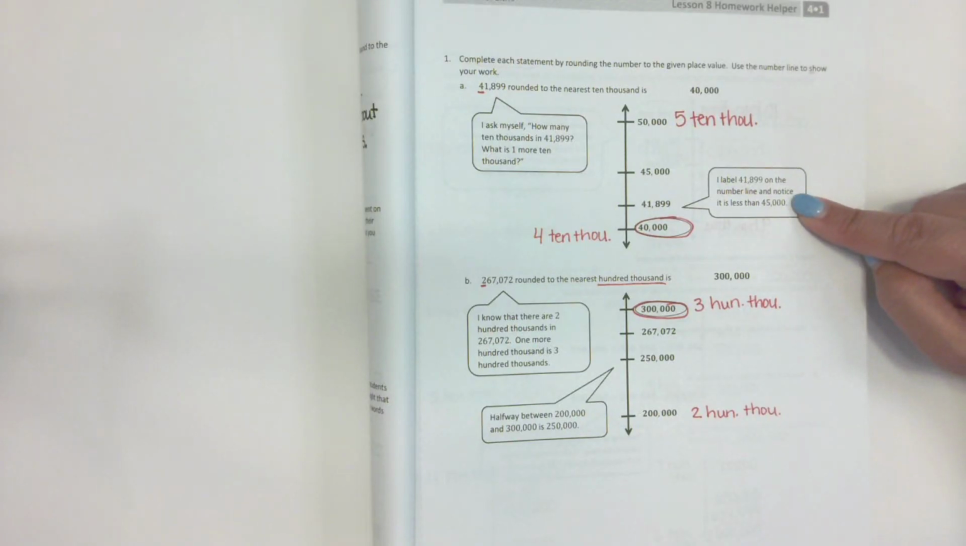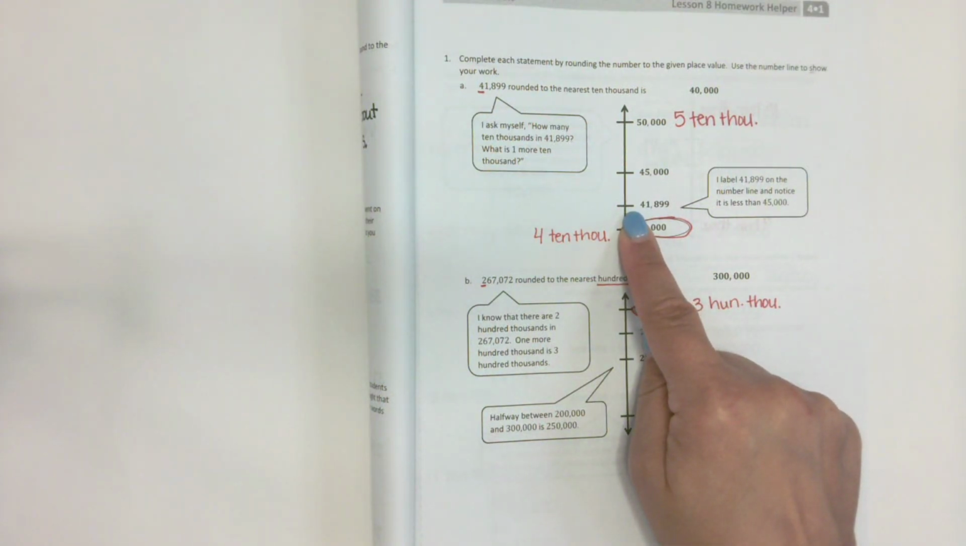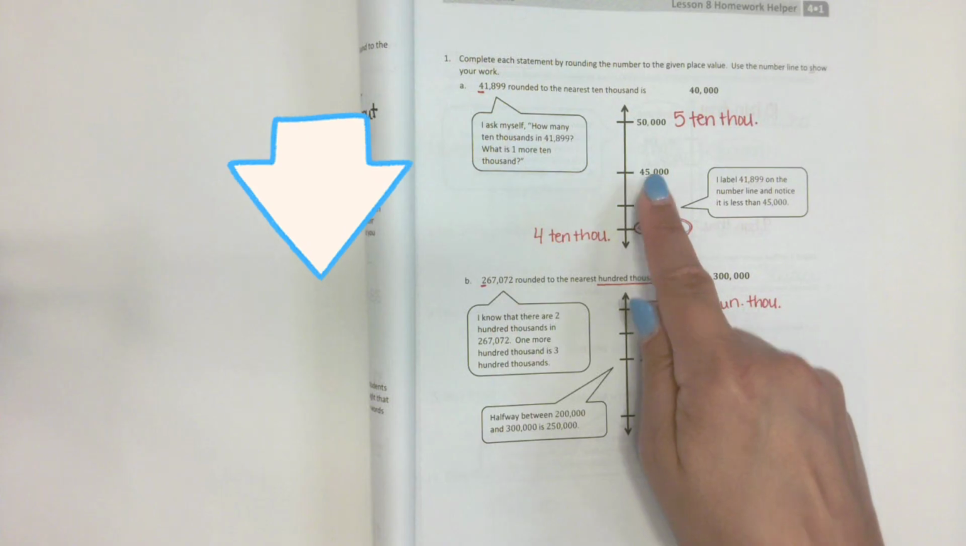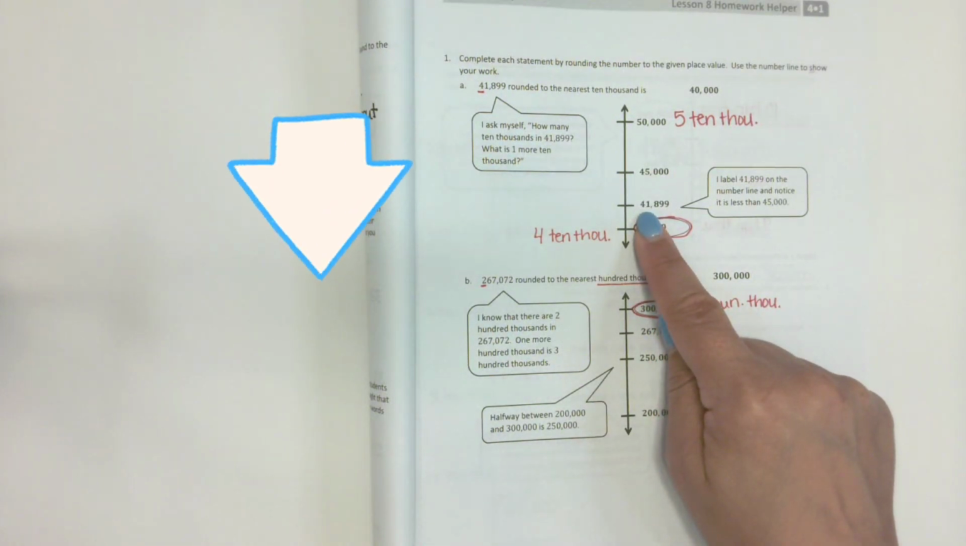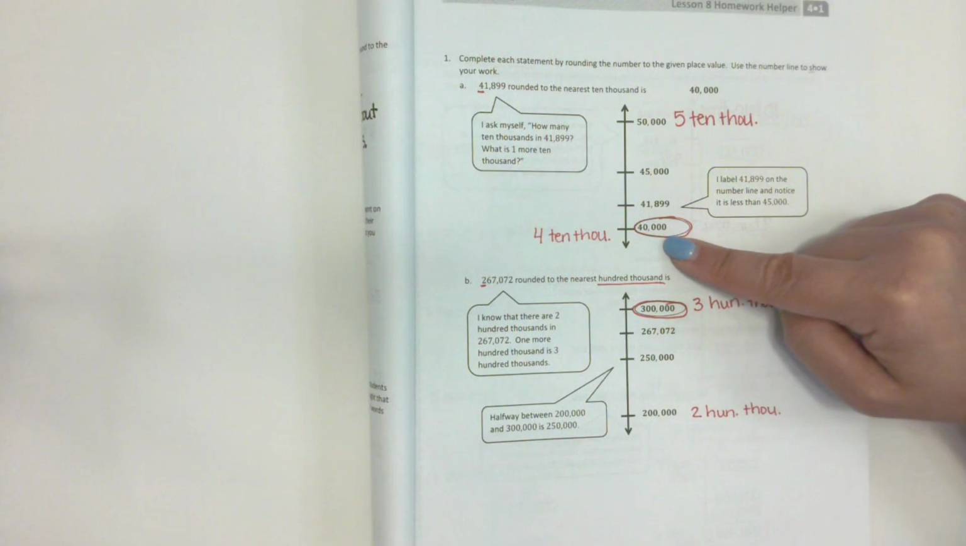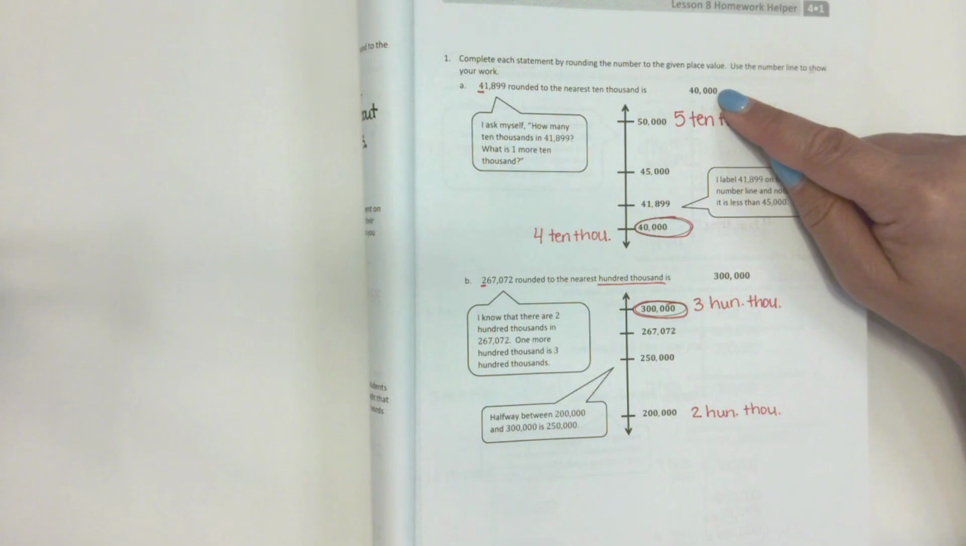Next, you have to figure out where to put 41,899 on the vertical number line. I labeled 41,899 on the number line right here. I notice it is less than 45,000. Yes, 41,000. It's more than 40,000, but it's less than 45,000. So it goes below the midpoint. That means when we look for which endpoint it is closer to, the bottom or the top, it's closer to the bottom endpoint, 40,000. That's why it's circled. So it rounds to 40,000.